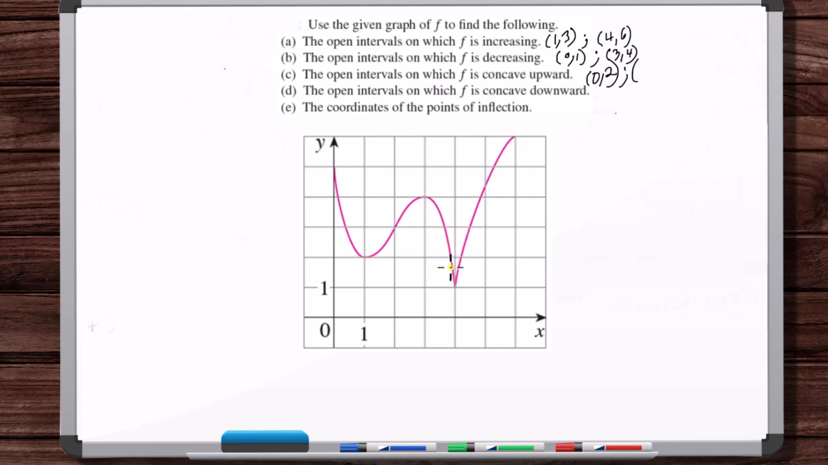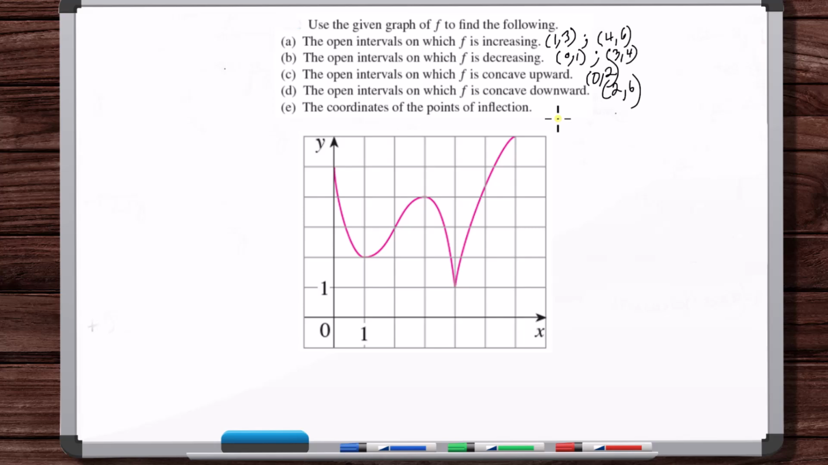From 2 to 6. Well, no. Okay, it's concave up from 0 to 2, and that's it. And then it's concave down from 2 to 6. So concave up from 0 to 2, concave down 2 to 6. All right, now the coordinates of the points of inflection.